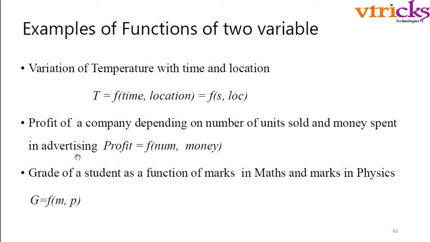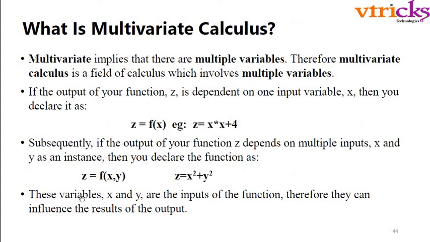The more you advertise, probably your profit is more. Similarly, the more the number of units sold, the profit is more. So we can write profit as a function of number of units sold and the money spent in advertising. Now the grade of a student can also be written as a function of marks in maths and marks in physics. So we can write G is f of M comma P, where M denotes the marks in maths and P denotes the marks in physics. So these are some of the examples. There can be many where you have functions in two variables.